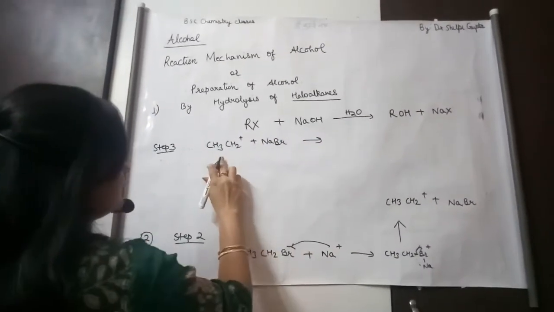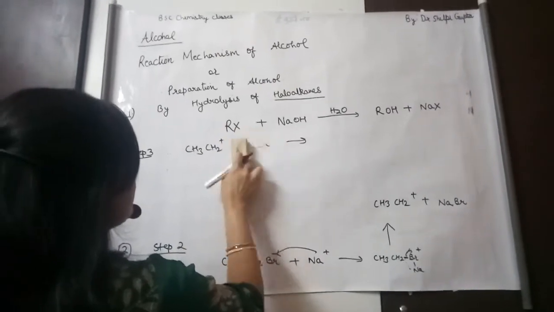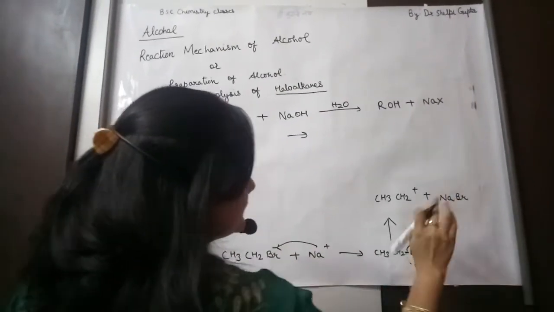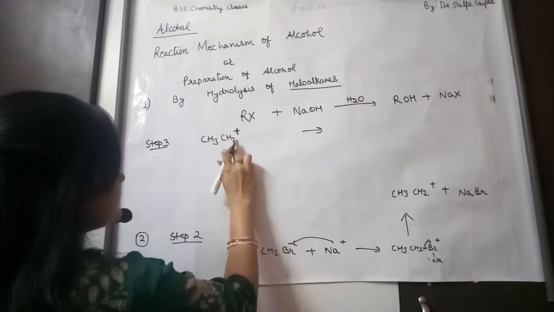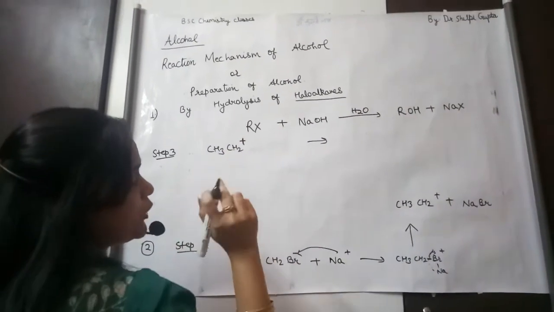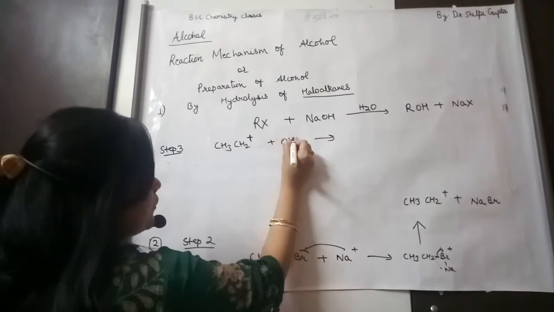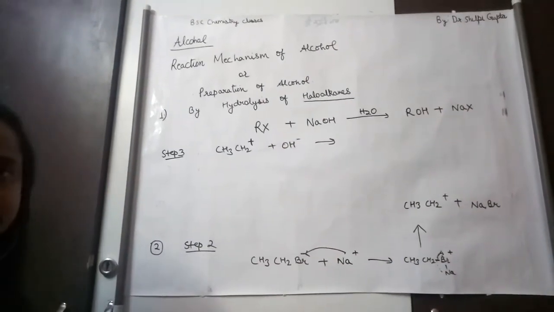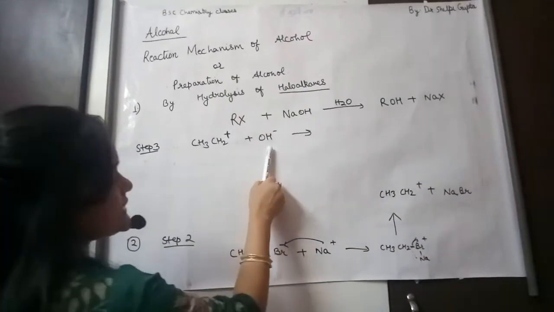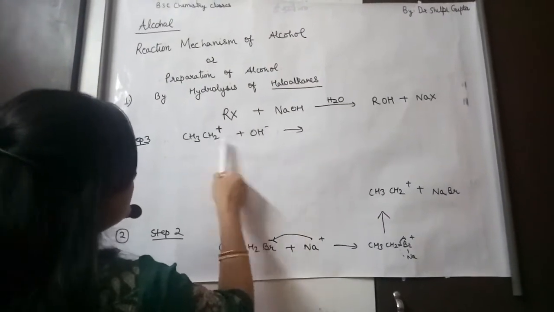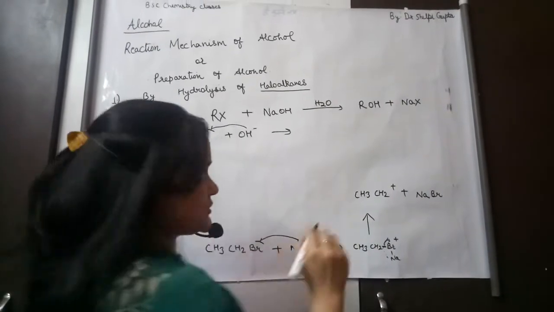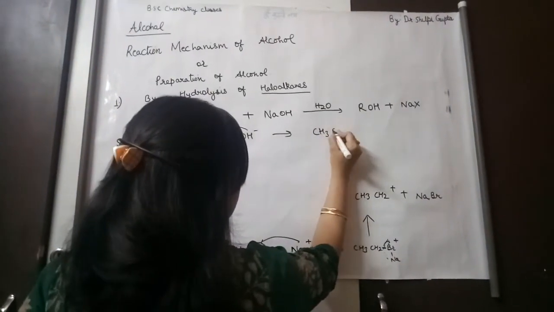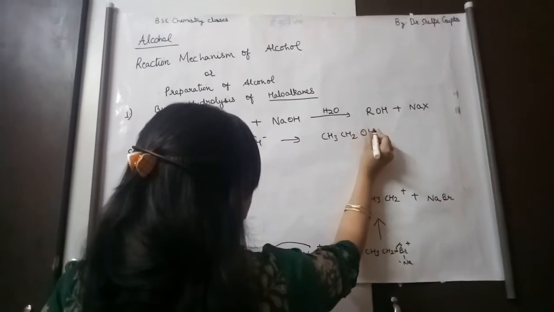What will happen? NaBr is removed from the reaction. NaBr has been removed. Now CH3CH2 positive charge. What we got in the previous step is OH ion. Okay, Na plus has been used. Now OH ion. Now what will happen? This nucleophile will attack on the CH3CH2 plus charge. CH3CH2OH will be formed.